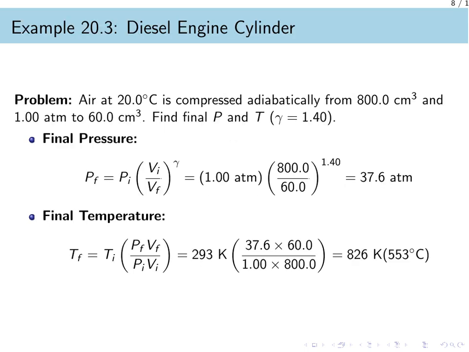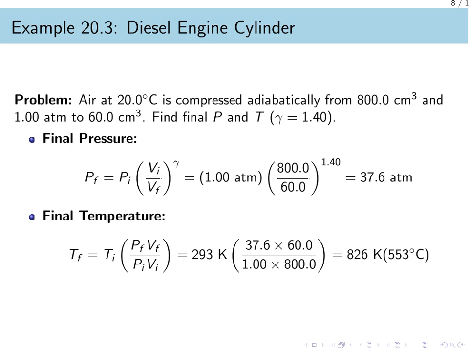Let us look at an example involving a diesel engine cylinder. Suppose air at 20 degrees Celsius is compressed adiabatically from an initial volume of 800 cubic centimeters and a pressure of 1 atmosphere down to a final volume of 60 cubic centimeters. Using a gamma value of 1.4, we first find the final pressure. By multiplying the initial pressure by the ratio of the initial volume to the final volume raised to the power of gamma, we calculate a final pressure of 37.6 atmospheres.